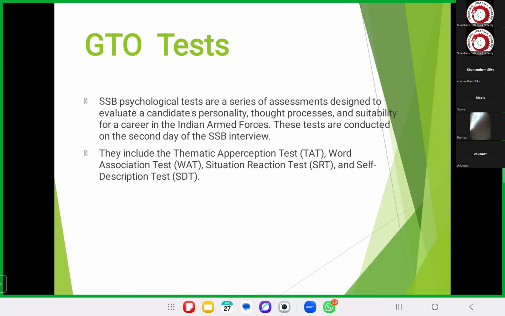So the GTO tests are designed to see how you work within a group and how you contribute to the group. The tests are all leaderless. Only in the command task are you made a leader. Otherwise, generally, all the GTO tasks are leaderless. That means you are free to assume the role of a leader, a follower, or a loser. So what role you take determines your success.